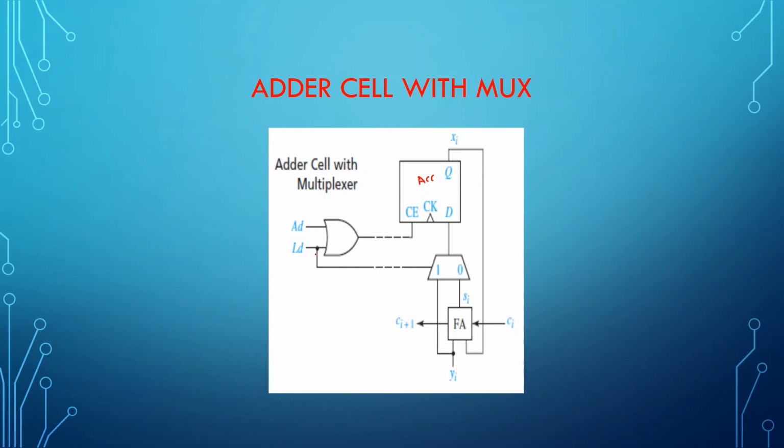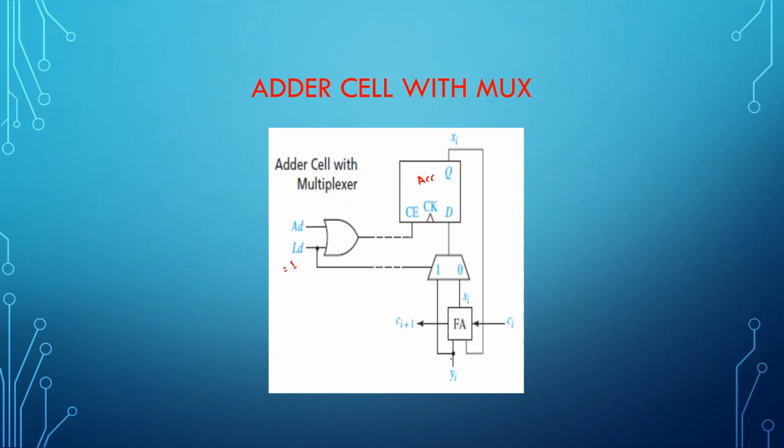So how do you do that? Initially, you will make the LD signal high, or the load signal will be made high, and the multiplexer will be selecting, please concentrate, the multiplexer will be selecting my second number, and the second number will be loaded into the accumulator flip-flop on the rising edge of the clock.